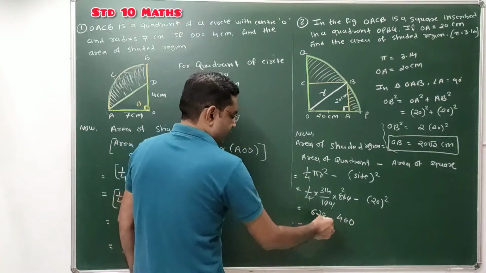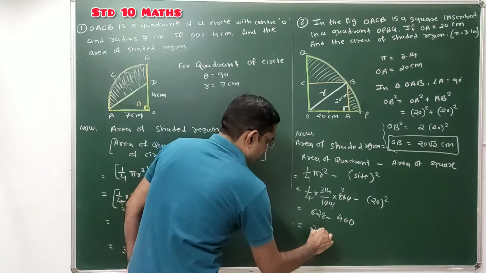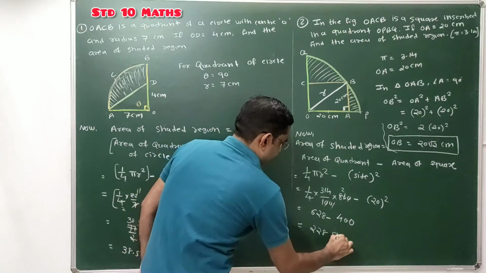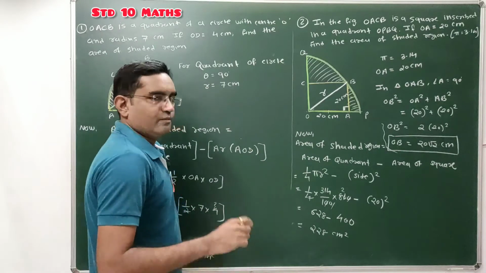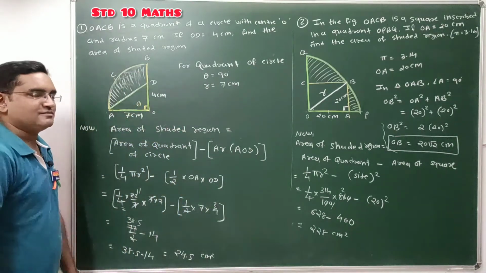So 628 minus 400 is 228 centimeter square is the area of this shaded region. Clear students? Pause the video and note it down.